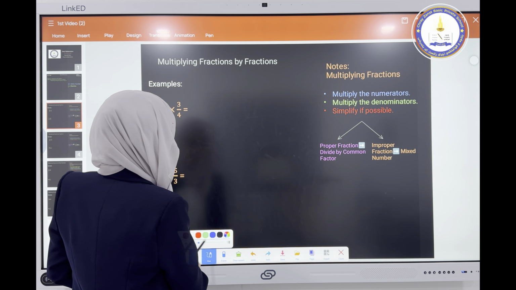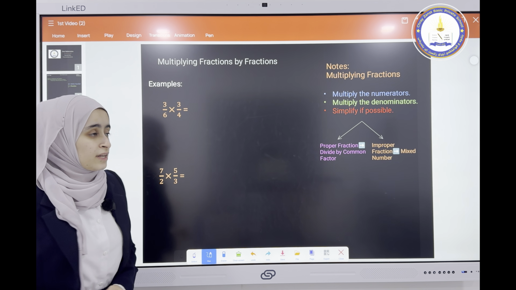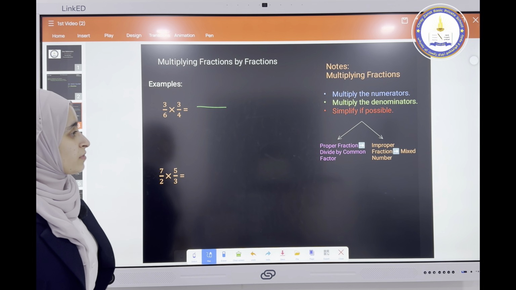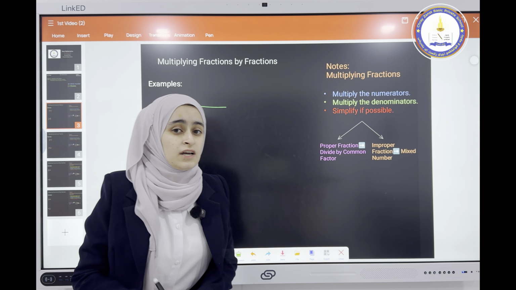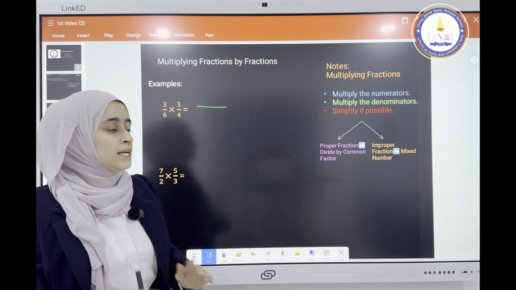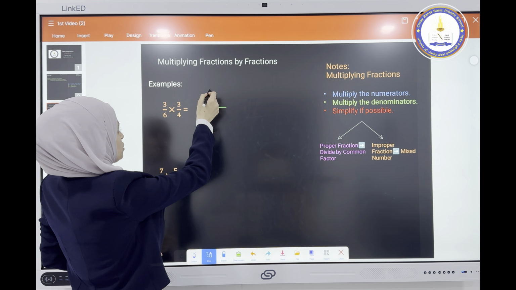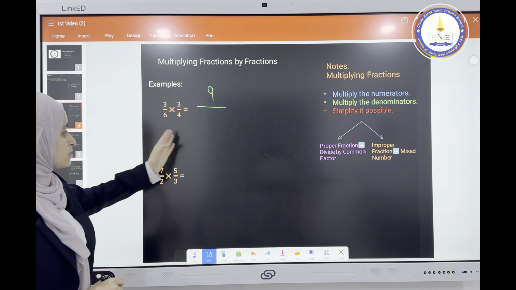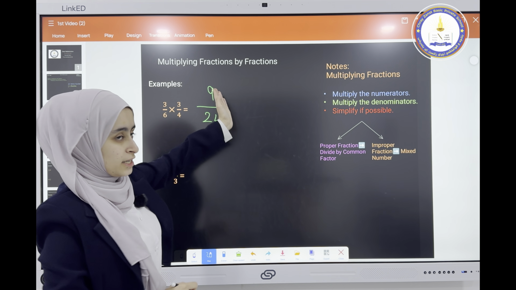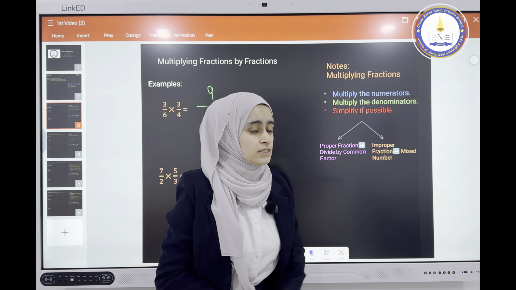So let's get started with this first example. We have 3 over 6 times 3 over 4. How can we solve these questions? First, multiply the numerators. As you know, the numerator is the up number and the denominator is the down number. So, multiply the numerators: 3 times 3 is equal to 9. Then 6 times 4 is equal to 24. Multiply numerators, multiply denominators. Then simplify if it is possible.